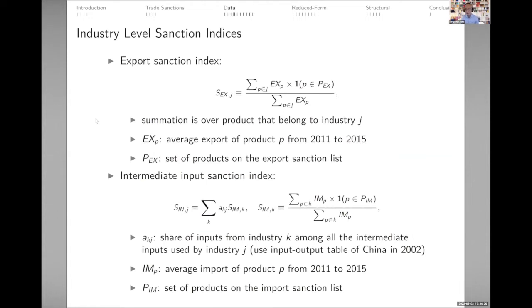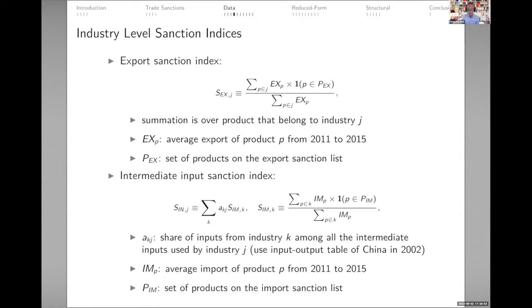So using the UN Comtrade data, we construct these industry level sanction indices. The export sanction index is just going to be the share of products that North Korea exported before the sanctions that has been export sanctioned by the UN. And we constructed that at the industry level. We have about 21 industries in our analysis.